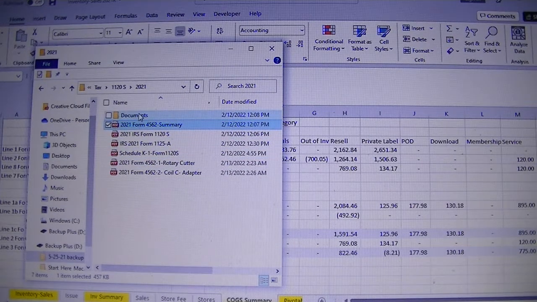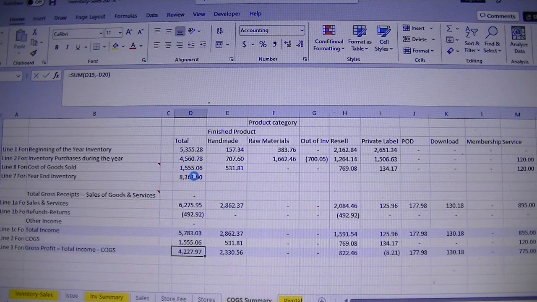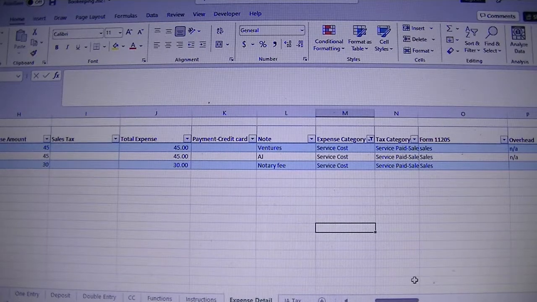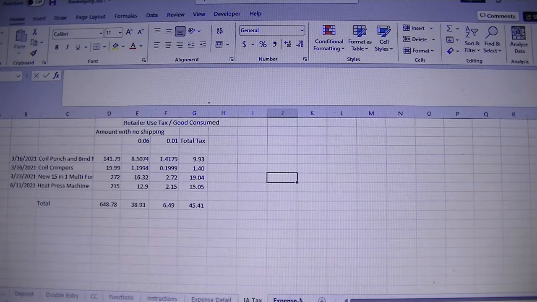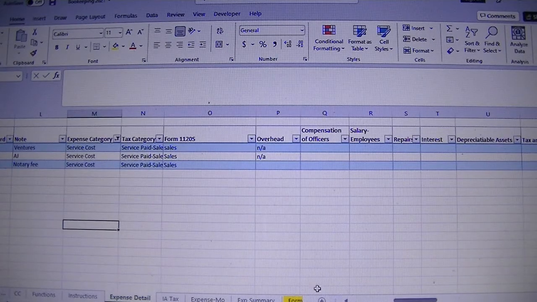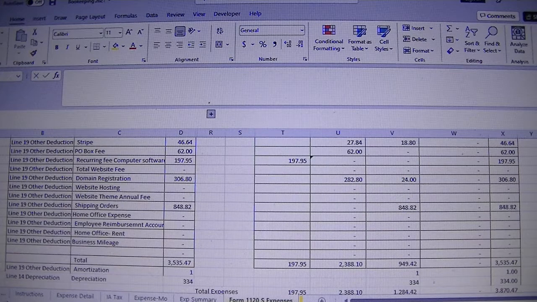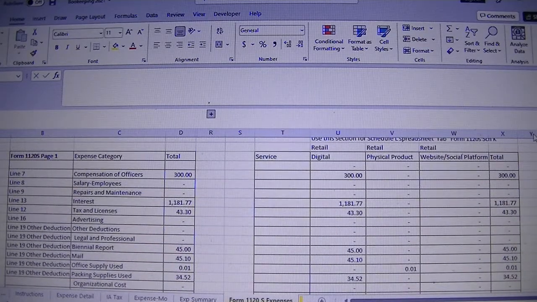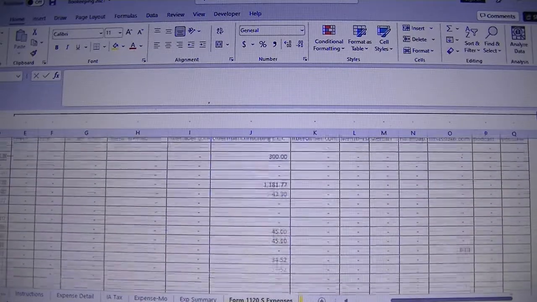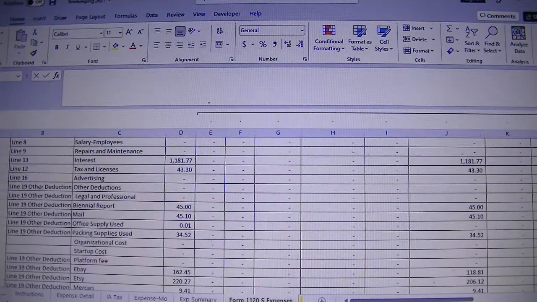And under the documents, let's open the expense detail. And you can track your expenses and pretty much summarize them to make it a little easier to use. So okay, so your expenses will pull to a summary page, might make it a little easier to track.